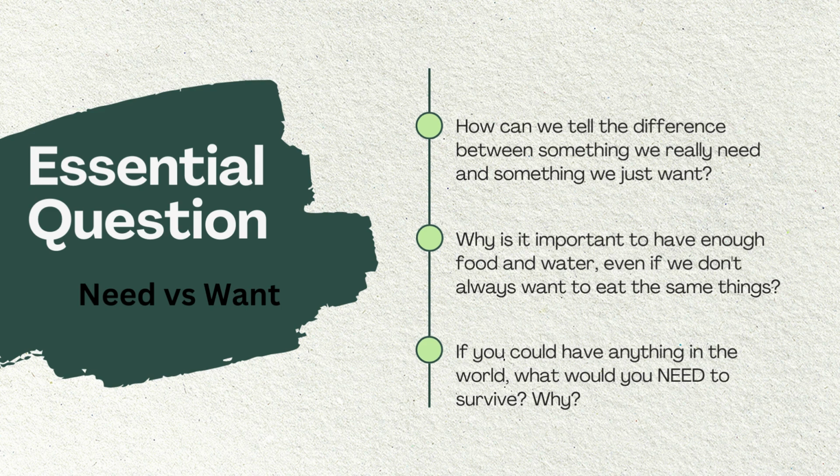So some of our essential questions focusing on needs and wants will be: how can we tell the difference between something we really need and something we really want? Why is it important to have enough food and water, even if we don't always want to eat the same thing? And if you could have anything in the world, would you need to survive and why?